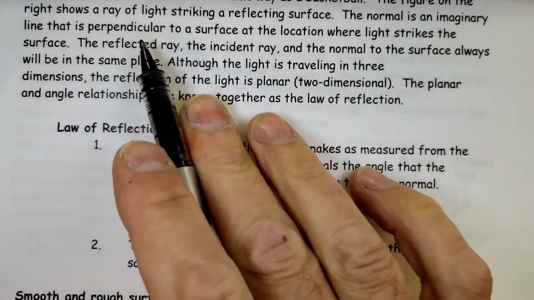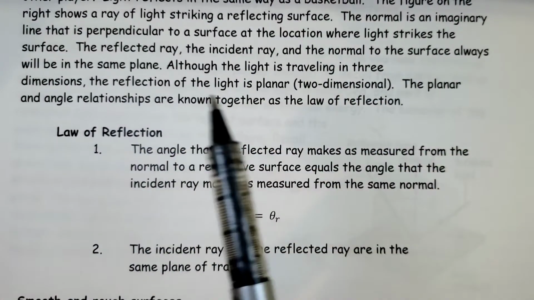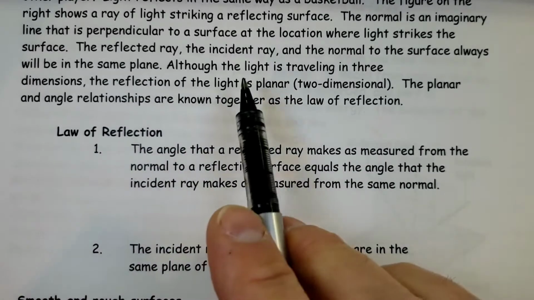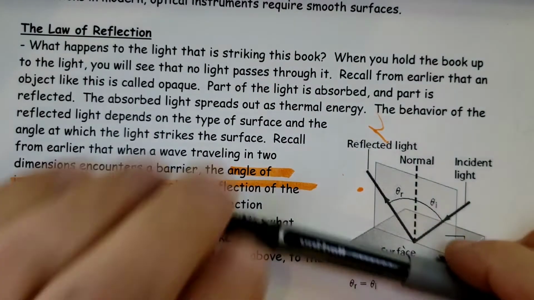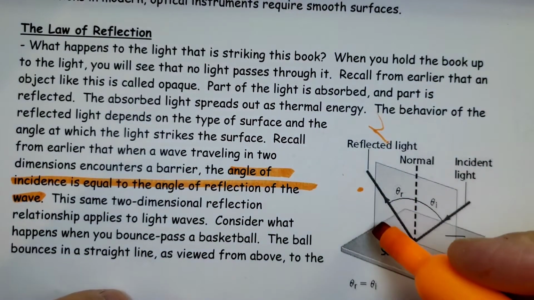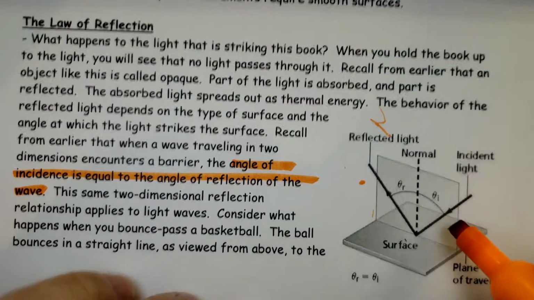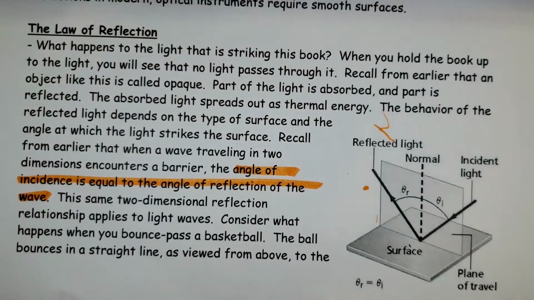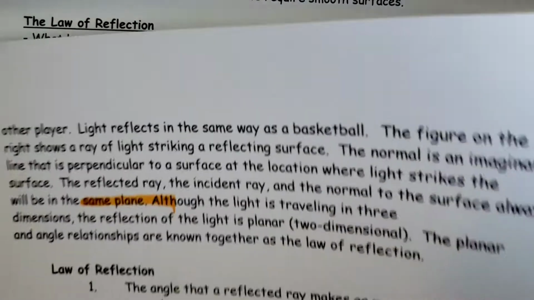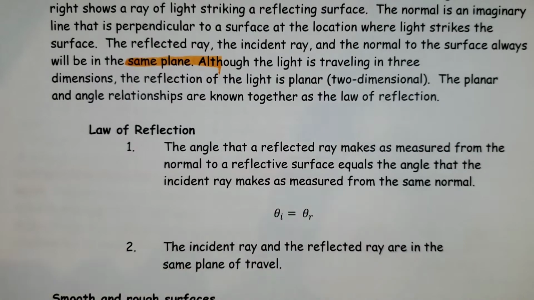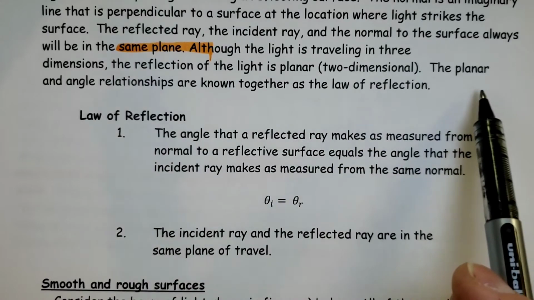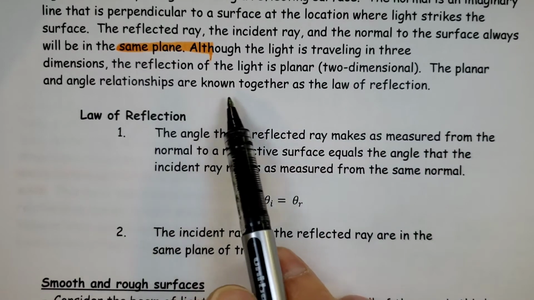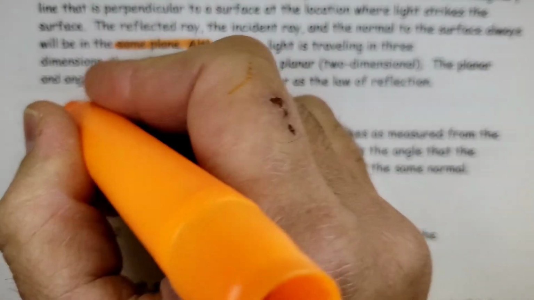The normal is an imaginary line that is perpendicular to the surface at the location where the light strikes the surface. The reflected ray, the incident ray, and the normal to the surface always lie in the same plane. So you can imagine this as a flat surface, as indicated by this rectangular shape, indicating that it's all on the same flat surface or plane, as we say in math. Although light is traveling in 3 dimensions, the reflection of light is planar, i.e. 2-dimensional.